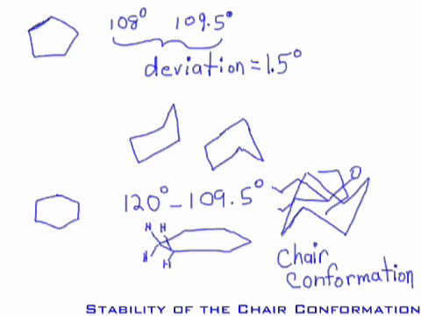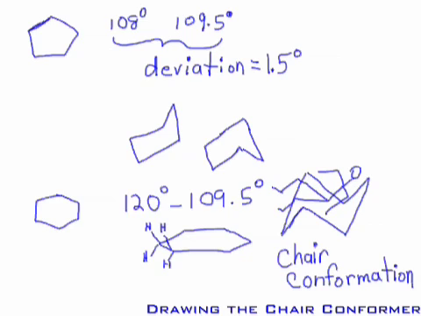Now, because of this, we're going to be drawing chair conformers, and in order to do this, you must learn to properly generate a chair. And that can be somewhat tricky. Also, the placement of the hydrogens in a chair conformation can be even more tricky. So we need to give you some rules on how to draw the chair conformer found in the cyclohexane molecule. Okay, so let's do that.